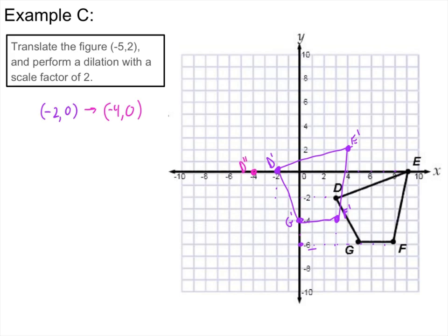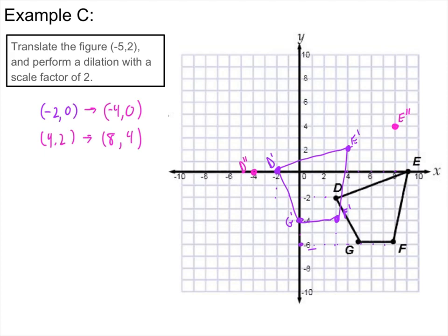Now we're going to do the same thing for E. Our point appears to be at 4, positive 2. So again, we're going to be multiplying everything by 2. So 4 times 2 is going to be 8. 2 times 2 is going to be 4. And our point is going to be at positive 8, positive 4. And that's going to be E double prime.